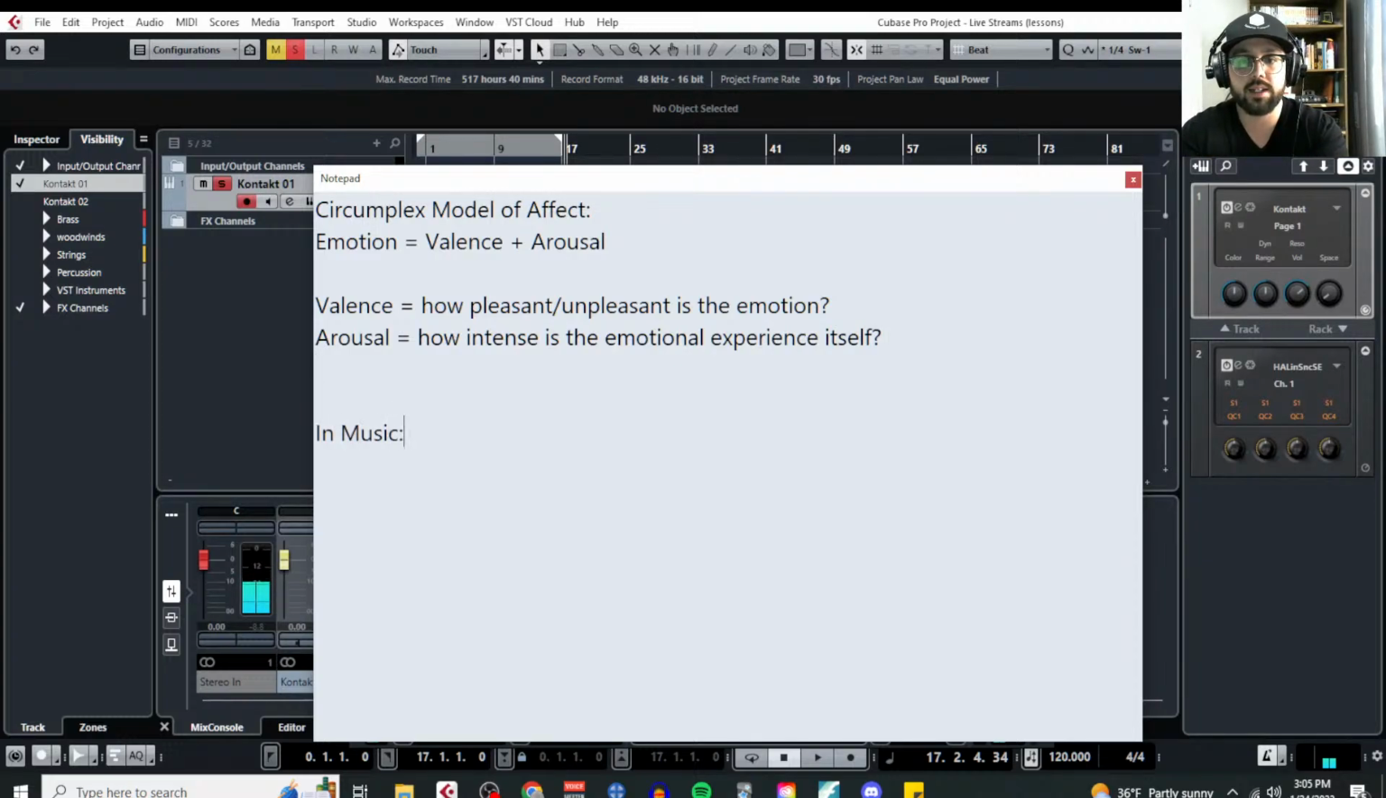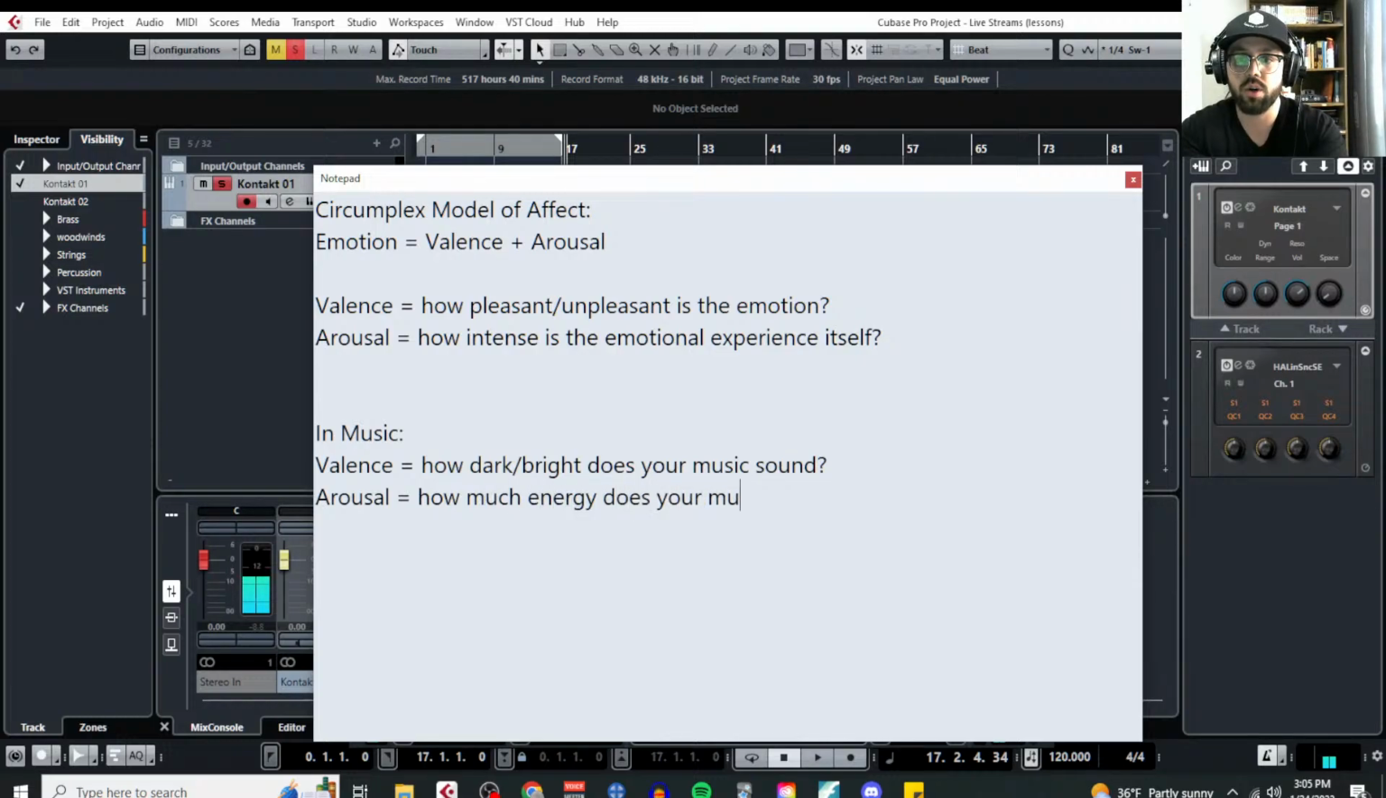So in music, we can consider valence equals how dark or bright does your music sound. And we'll call arousal equals how much energy does your music contain. So if you've got an emotion you want to portray in music, you can start by figuring out, all right, how negative or positive is this emotion? If it's sadness, it's going to be pretty negative, right? It's going to be fairly dark musically. That's going to be things like minor keys.